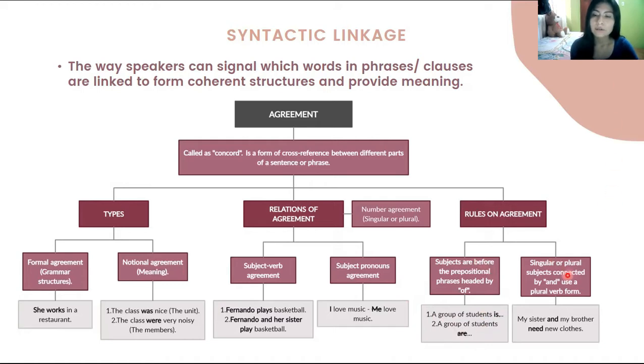Okay, and now we have: singular or plural subjects connected by and use a plural verb form. In this case, we have, for example: my sister and my brother need new clothes. As you can see, the and links my sister and my brother, which are two subjects. So in this case, they are two people, so we use need without the s.